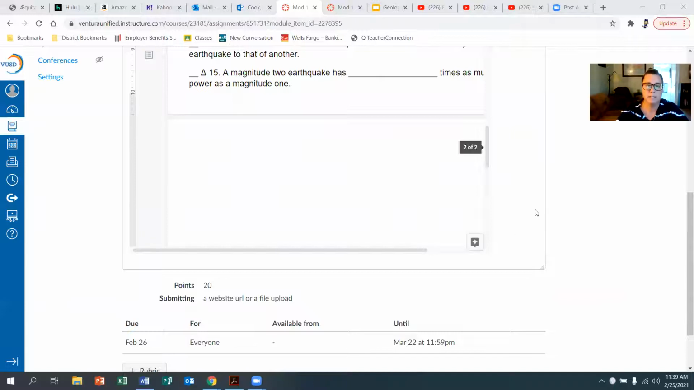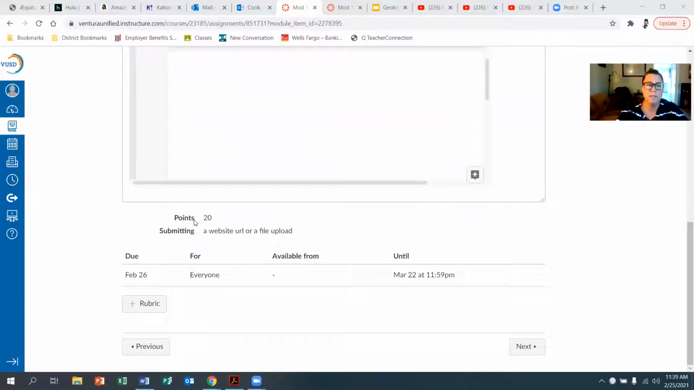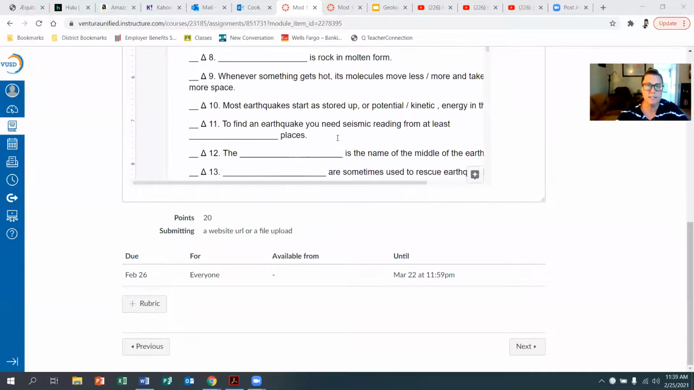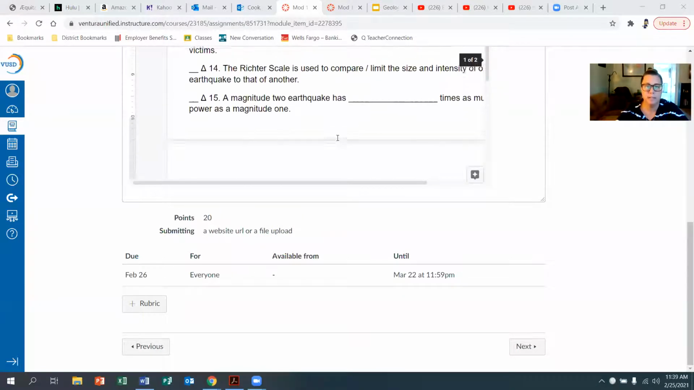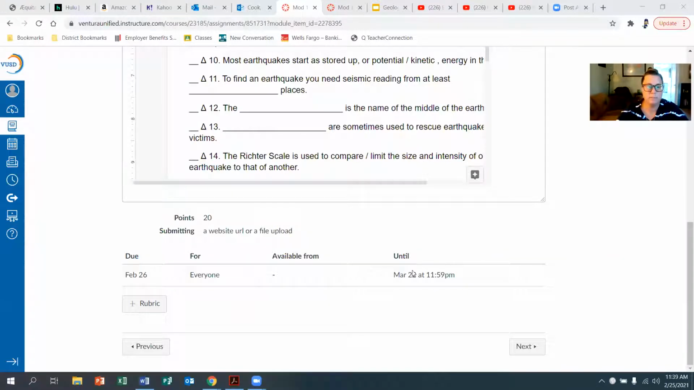Once you write on it, answer the 15 questions, you can hand it in for credit. It is worth 20 points, 1 point for each question, and then 5 points for handing it in. This is the only assignment that's due tomorrow at 11:59 p.m. So we have that one.